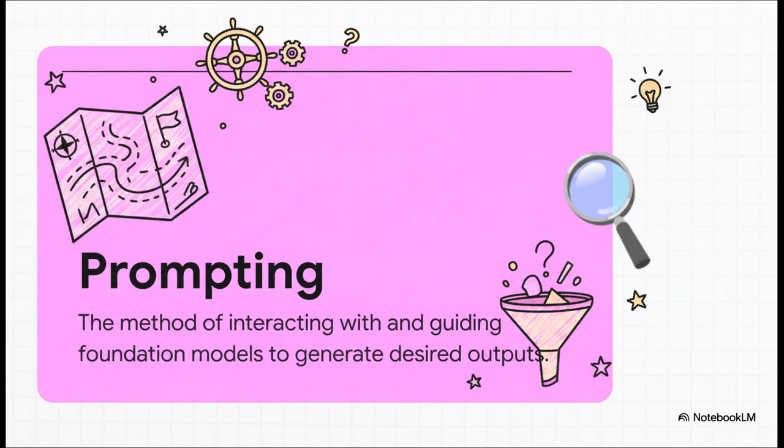Okay, so if the foundation model is the engine, how do you steer it? That's where prompting comes in. Prompting is simply how we talk to the AI. It's really an art and a science of giving clear, specific instructions to guide the model to get the exact output you want. A good prompt is like a good map. It gets you exactly where you want to go.